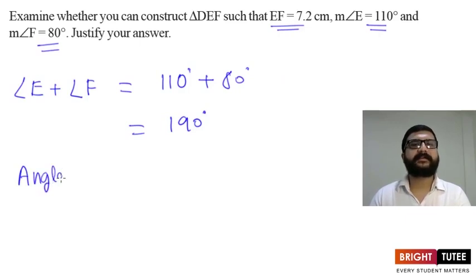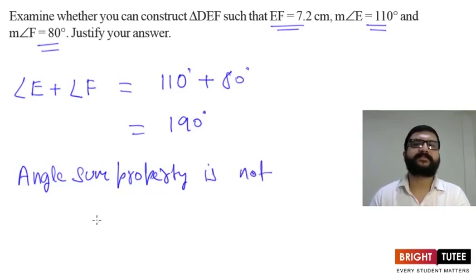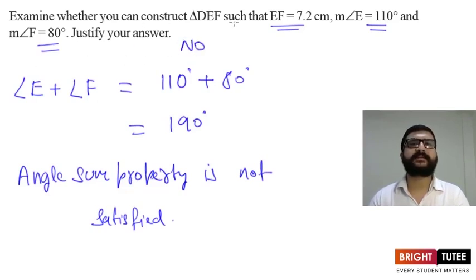And in the reason we can write angle sum property is not satisfied. So it means we cannot draw this triangle. So the answer for this question will be no. No, we cannot construct a triangle DEF such that EF is equal to 7.2 centimeters, measurement of angle E is 110 degrees and measurement of angle F is 80 degrees. It is not possible to draw such a triangle. Why is it not possible? We have seen that the angle sum property is not satisfied.